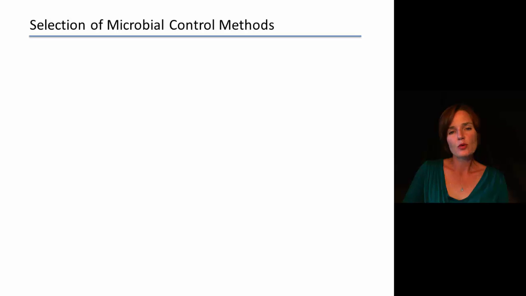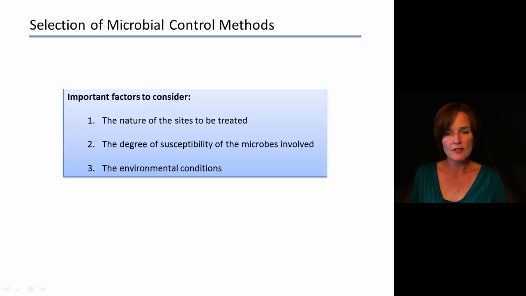So when we go through and try to select which microbial control methods are going to be used for a particular scenario, there are important factors that we have to consider. One of those is the nature of the sites that we want to treat and get rid of microbes. The second one is the degree of susceptibility of the microbes involved. Are they really resistant? Are they ones that are easily killed? And the third one is that we have to take into account the specific environmental conditions that we are dealing with. So when we look at all three of these, we combine them, take them into account, and then use the best control method that we can come up with based on our specific scenario.